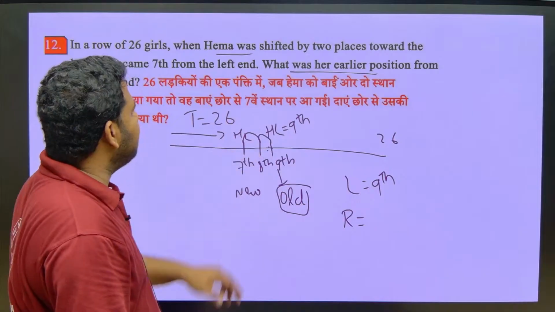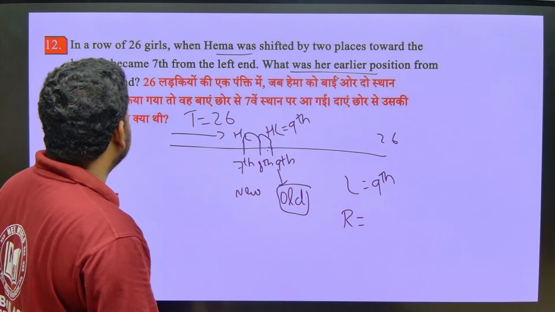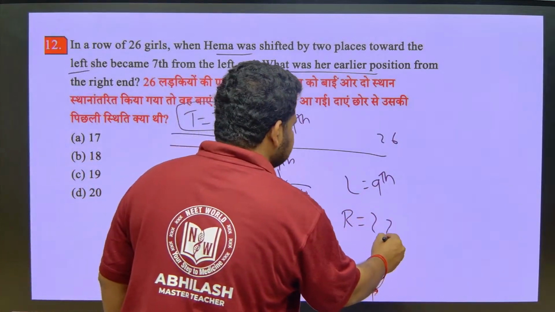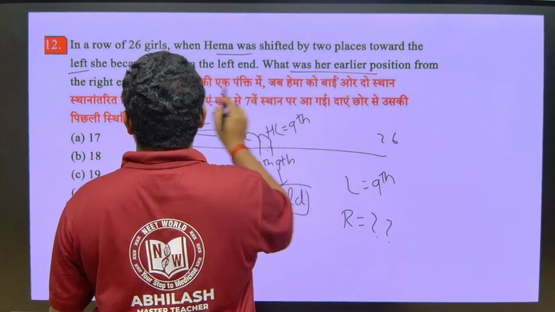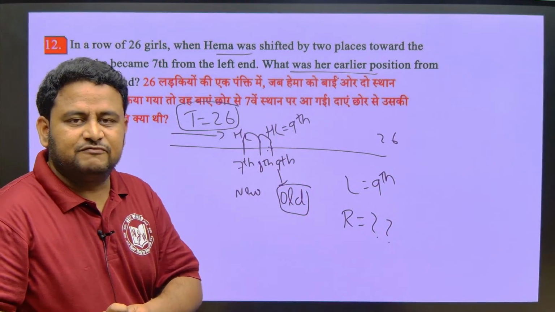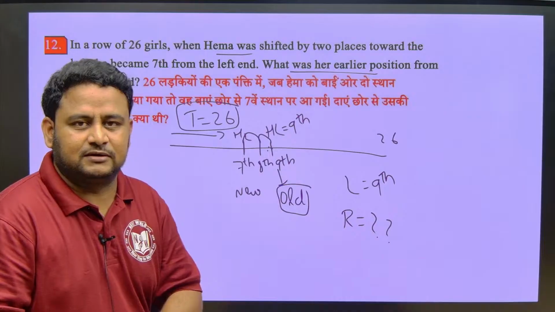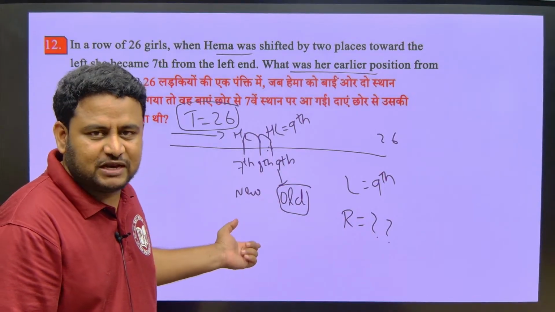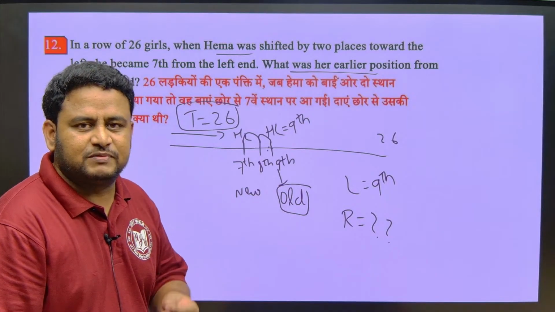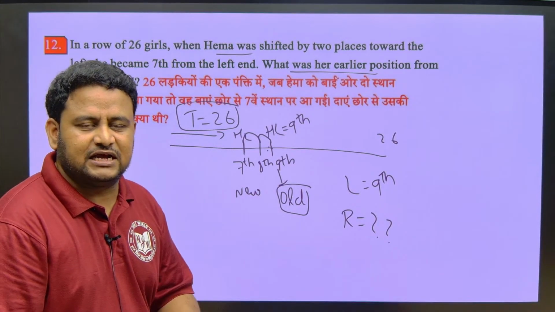R is equal to what? We have to find out. Total we don't know. Okay, total is given actually. Total is 26. R is equal to what? What are they asking? What was our earlier position from the right hand? Since they are asking earlier position from the right hand, we have to first find earlier position from the left hand. They were given new position from the left hand, that is 7. We want to find what? Earlier position from the left hand first, so that we can get earlier position from the right hand.